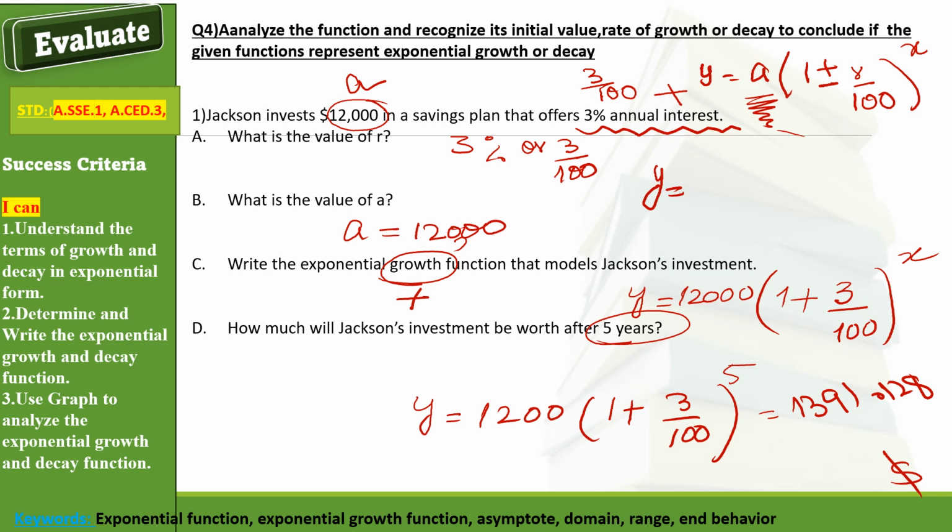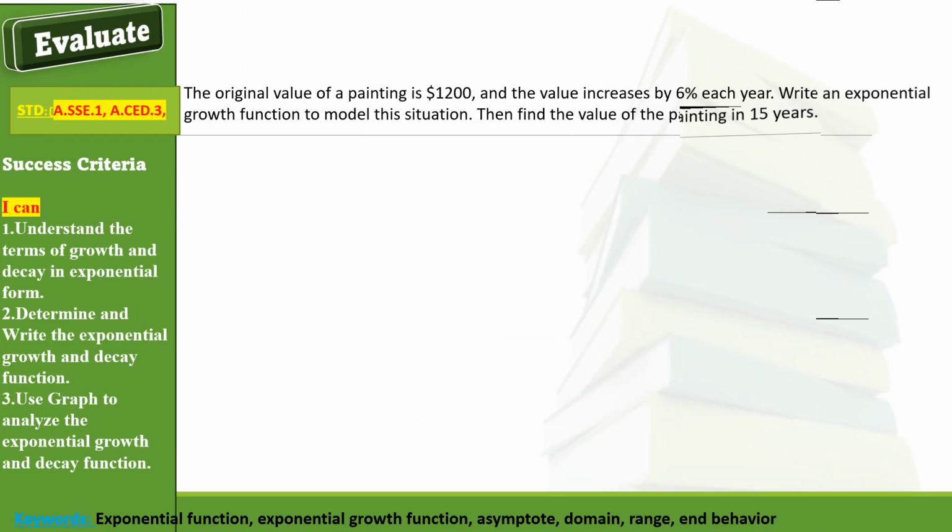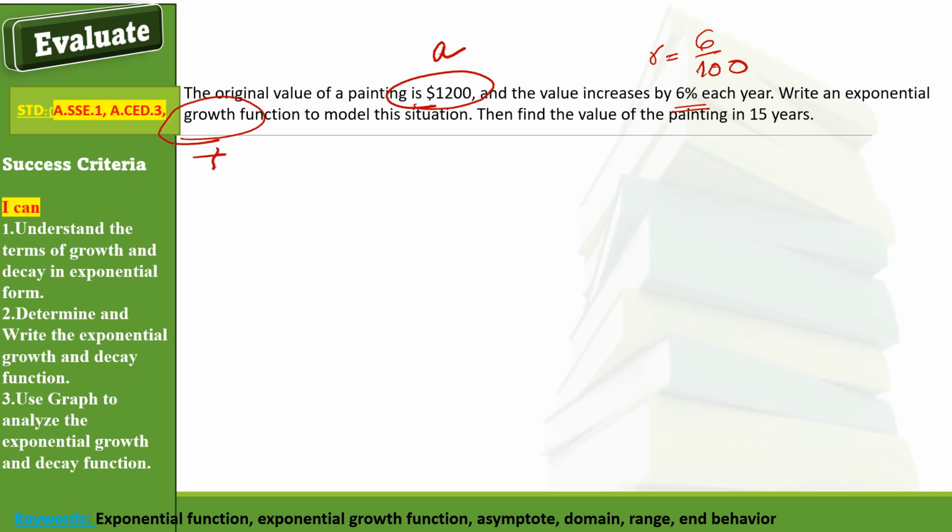Let's practice a few more questions. Here the original price of a painting is 1200. So the original painting, the initial value, is A. 6%. It means the R is given as 6%, which means 6 divided by 100. Write an exponential growth function. Growth function means you have to choose the plus sign in the formula. Then find the value of the painting after 15 years, that is your x value.